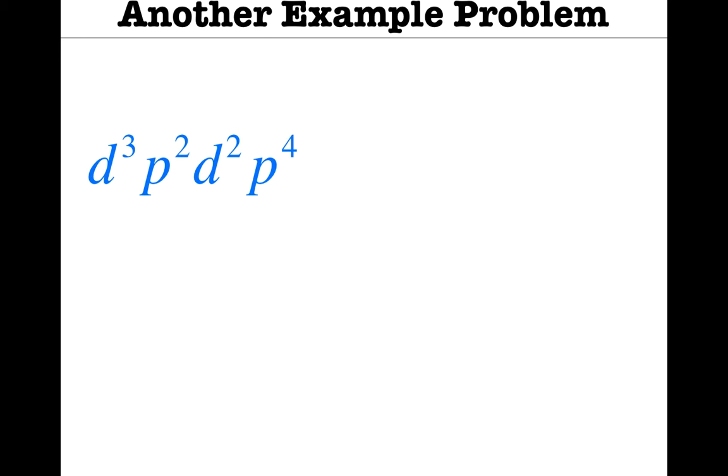If you have d cubed times p squared times d squared times p to the fourth, what we really have here is d times d times d, and then later there's another d times d, so we have d to the fifth, and then p squared in there, p times p to the fourth, which is p times p times p times p times p. Okay, so we have 6 p's there and 5 d's. So do you see why we can just summarize this as d to the fifth, p to the sixth?